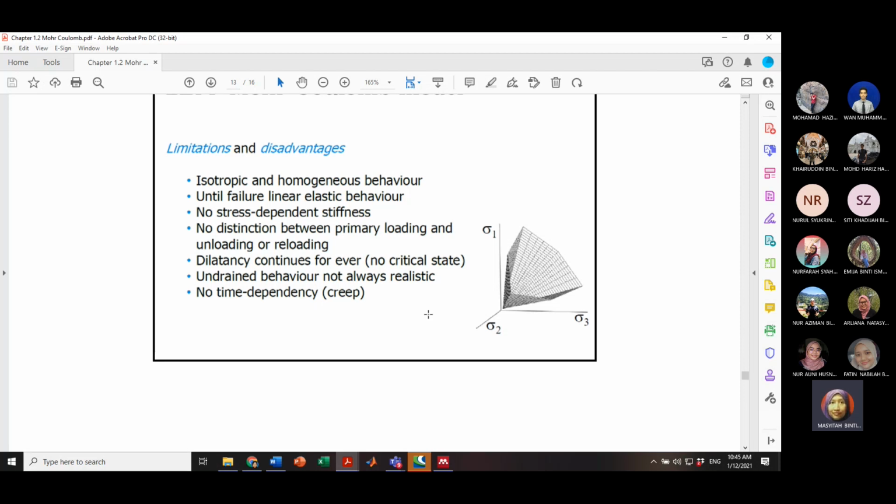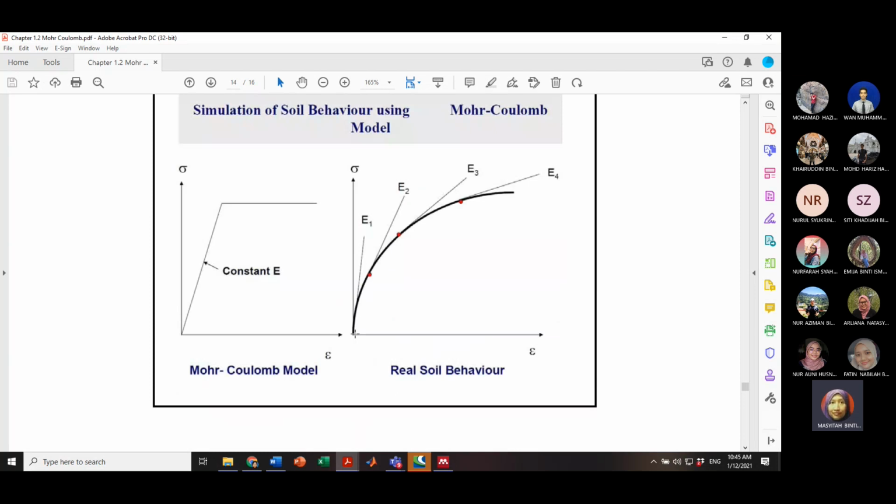So at this point, it cannot represent the real behavior of the applications, how it is failed. For example, if you want to see wall deflections, whether it deflects forward or backward, or by how much displacement, or how much deformation, that is difficult. And the dilatancy continues forever, no critical state, undrained behavior not always realistic, no time dependency.